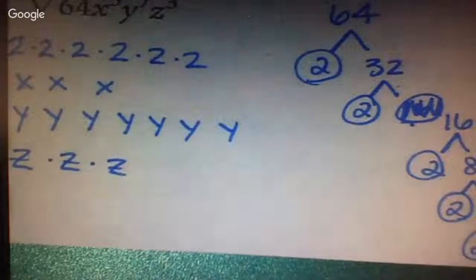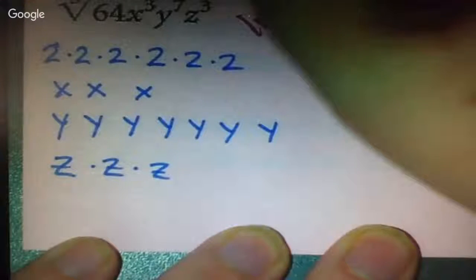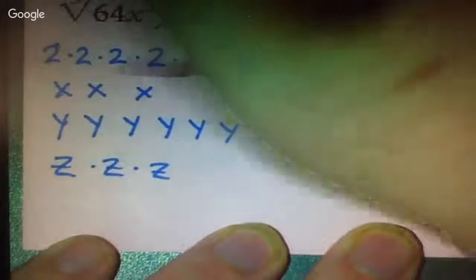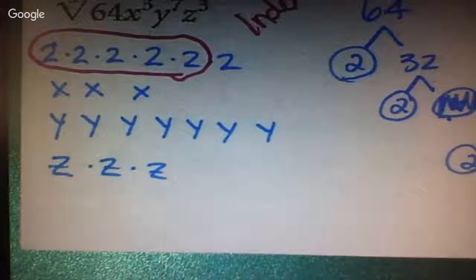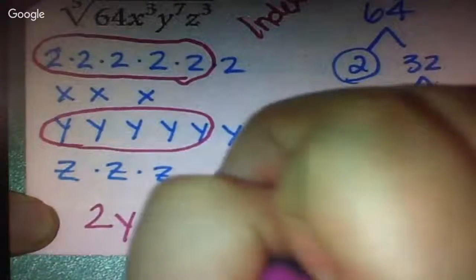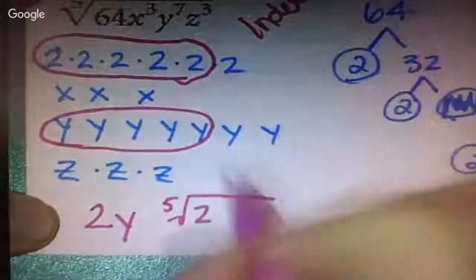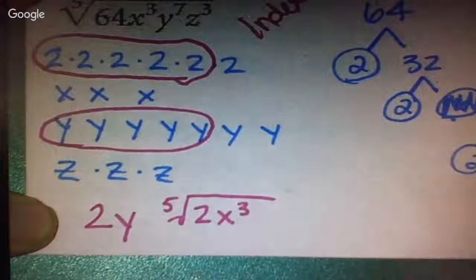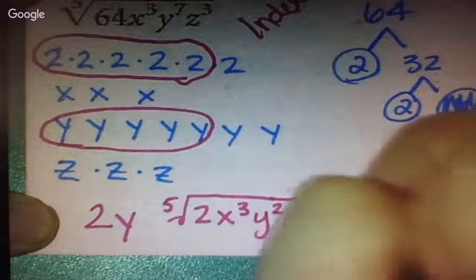What's my index? 5. I've got more than 5 2s, so I can circle some 2s. I have more than 5 y's, so I can circle some y's. So out front goes a 2 and a y. And back underneath the 5th root is 2. I've got 3 x's, so that's x cubed. I've got 2 y's, so that's y squared. And I have 3 z's, so that's z cubed.